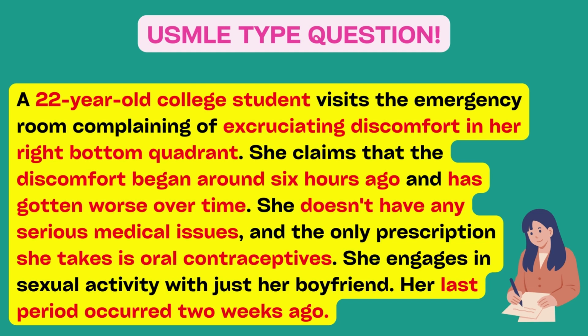She claims that the discomfort began around 6 hours ago and has gotten worse over time. She doesn't have any serious medical issues, and the only prescription she takes is oral contraceptives. She engages in sexual activity with just her boyfriend. Her last period occurred 2 weeks ago.